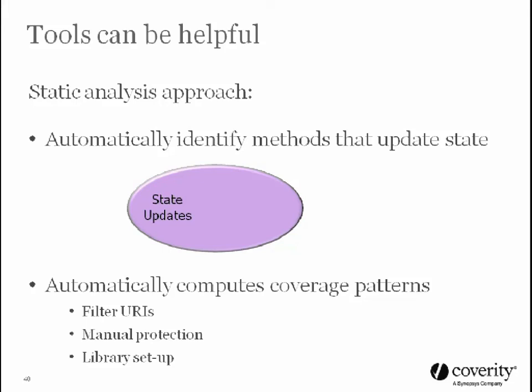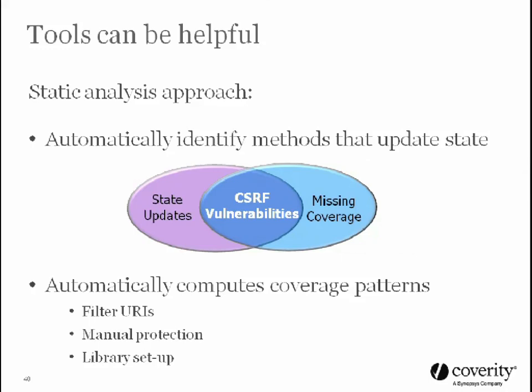It can be looking at the manual protection at every web entry point, whether it's present or absent. And for these libraries, it involves digesting some of the configuration to see how you've set it up and what URLs and what request methods are covered. So if you can automatically compute the coverage patterns, where the vulnerabilities live is in the intersection of these two. If you update the state and you're not protecting it in any way, it's at least something that a human needs to look at.